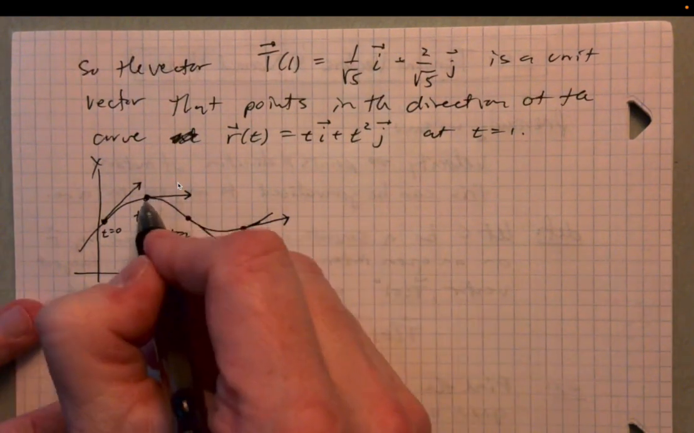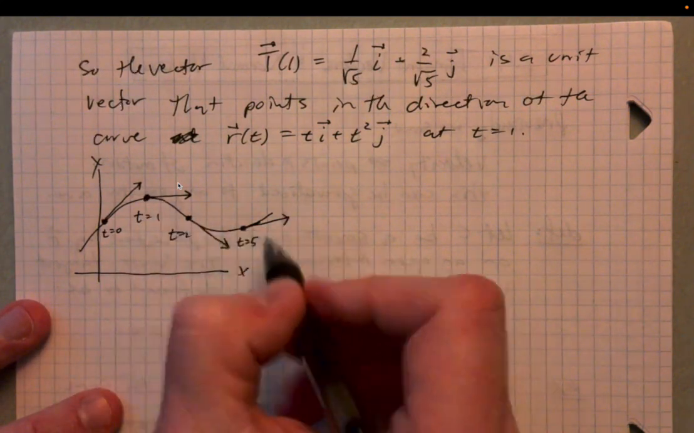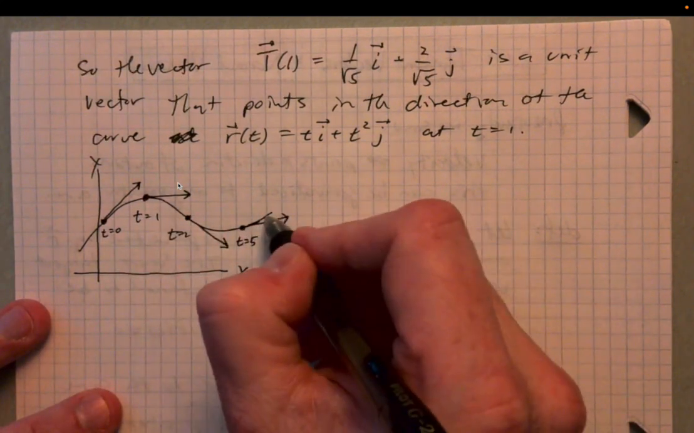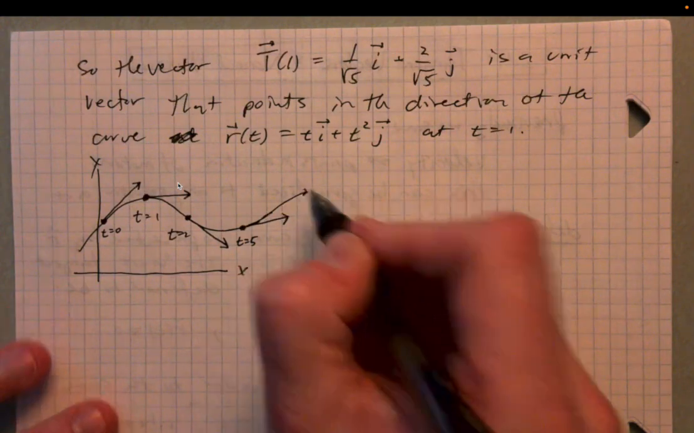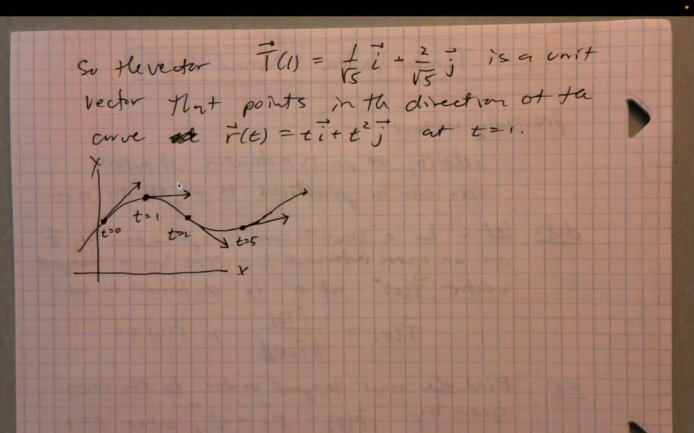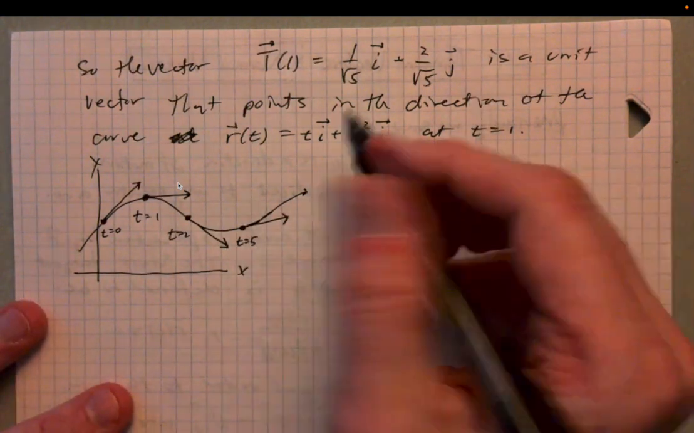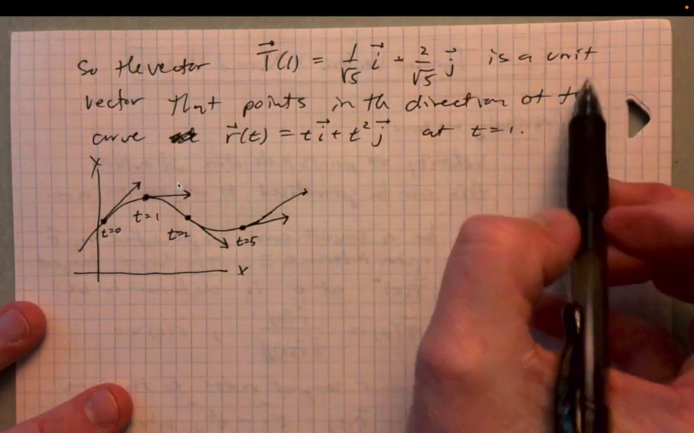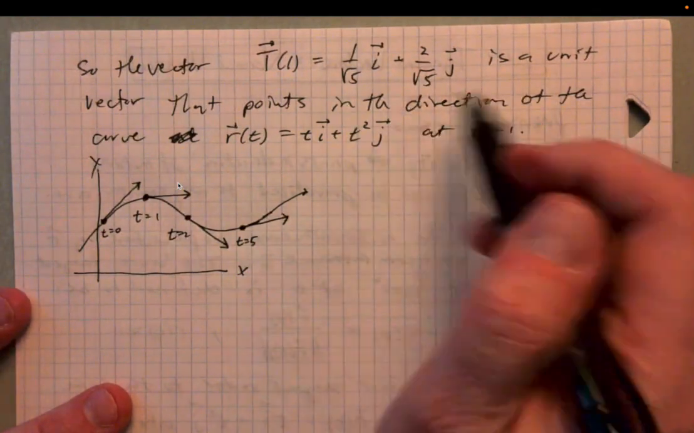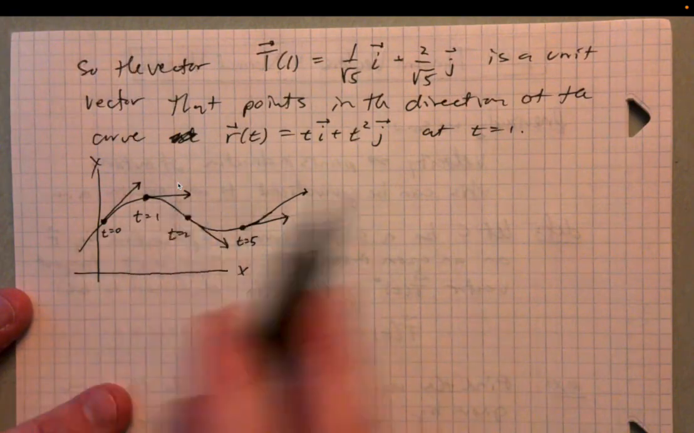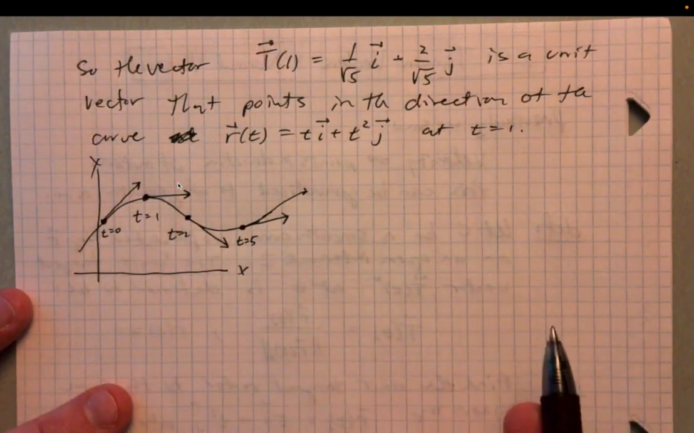So you can probably get the idea. This basically has all the characteristics of what we would think of as a tangent vector. Technically, it's a vector, though. So it's not a tangent line; it's a vector. But it points in the direction of the curve for any specified t value.